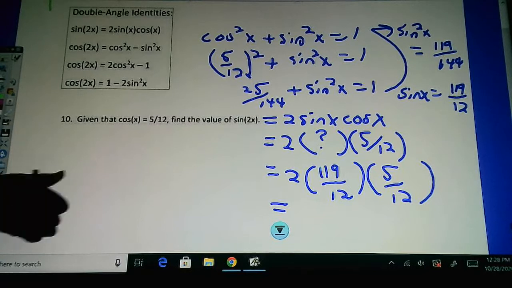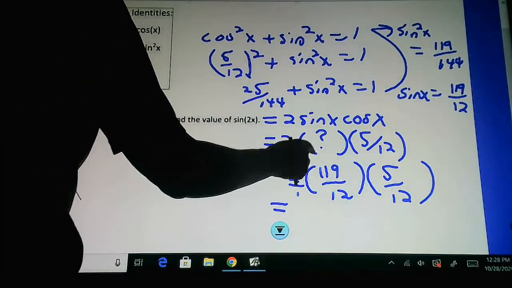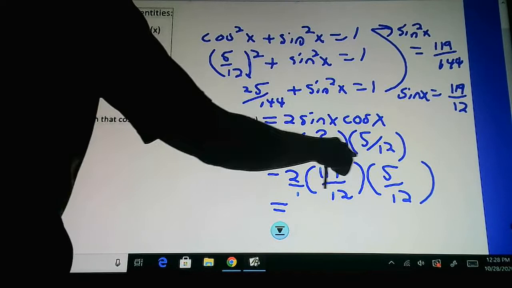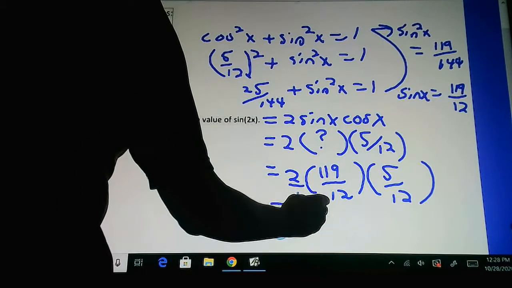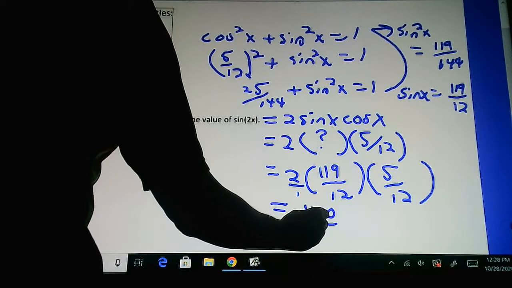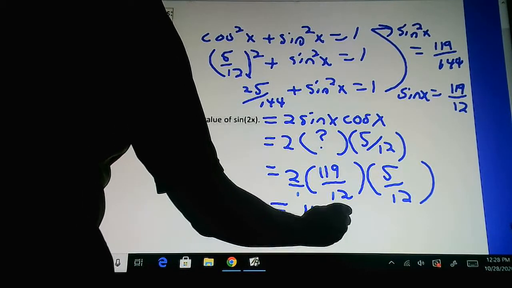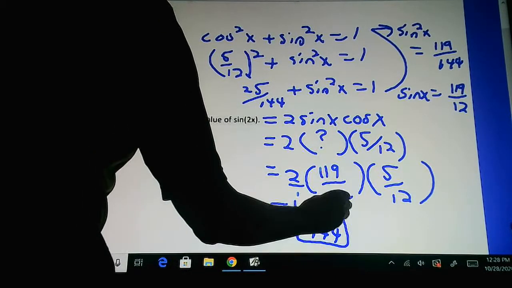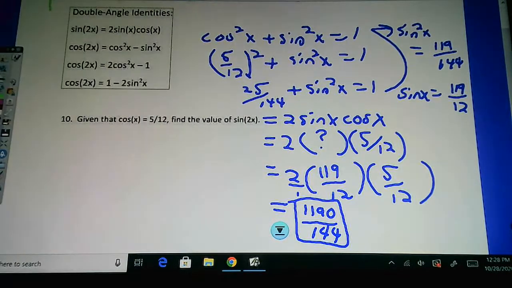All right, so to finish this off, you multiply all the numbers on top, the 2 times the square root of 119 times the 5, well, that'll be 10. That'll be 10 root 119, and then 12 times 12 is 144. And you don't have to reduce that. You can if you want, because they're both divisible by 2. So that's kind of an ugly problem there. But the ones on the test will be nicer because you'll have easier numbers to work with. But the process is going to be the same.